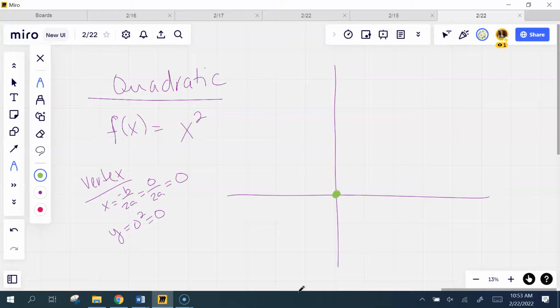I need an easy point. 1, I would definitely choose 1. And if I choose 1, 1 squared is 1, right? And then I reflect and connect. If you wanted to put another one on here, 2, 4, you could. You don't have to put that many points, but if you want to, just so you can see that parent graph nicely.